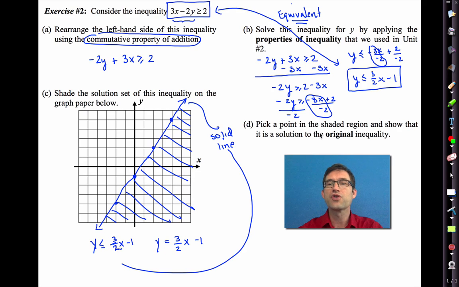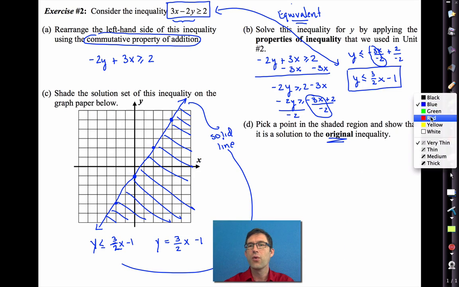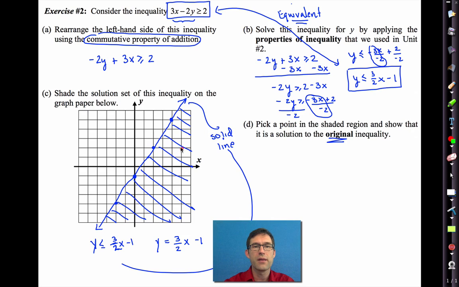So there it is. And we can really show that we did the right shading in letter D. It says pick a point in the shaded region and show that it's a solution to the original inequality. We don't want to test it in this one. We want to test it in that one. So let me go with my color red, and let me pick this point. That's 1, 2, 3, 4, 5, comma 2.